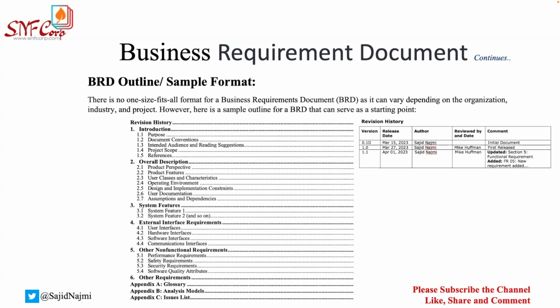Now let's move back to the format. In the format, you'll see the first section is the introduction. Within the introduction, we have purpose. What is the purpose of the document? What are the document conventions that you want to write clearly, define things, and let people know? And then you have who will be the audience of this document, whom you are going to share this document with. So you will also write their names here. What is the project scope and any references?